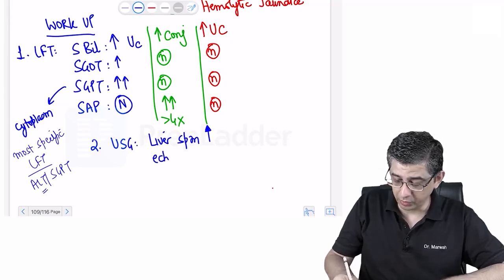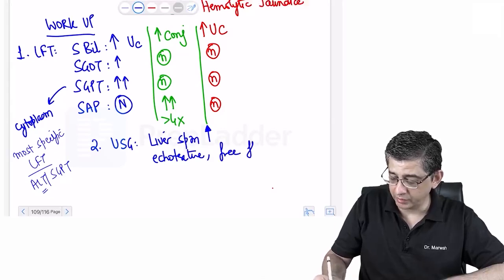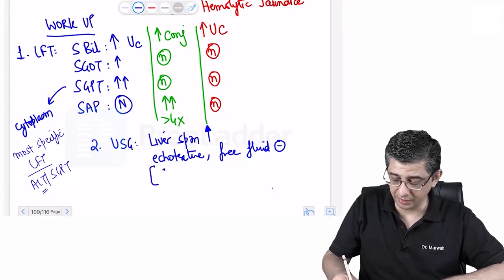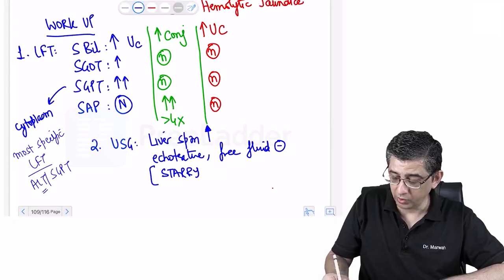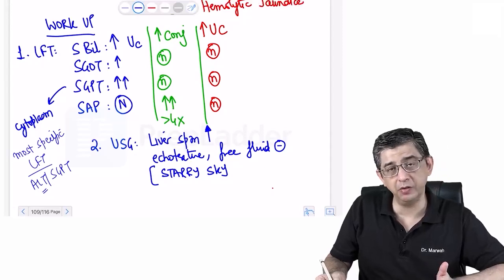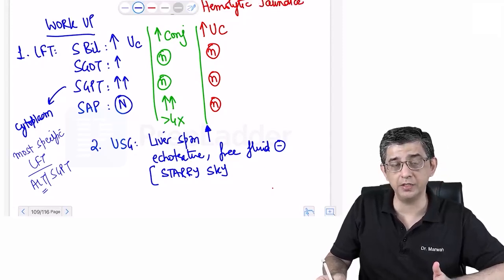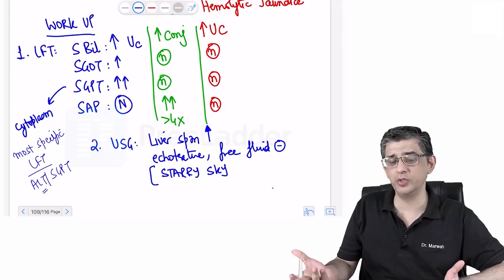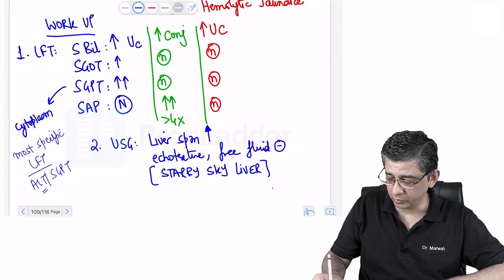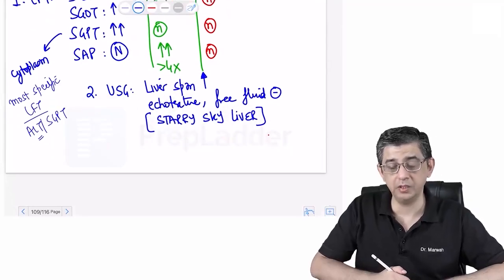I will also check for the echo texture and presence of free fluid in the abdomen. And at this juncture, it also gives me the opportunity to mention again a radiological finding that you read, that is starry sky liver. You are aware of the starry sky appearance on a CT head for neurocysticercosis, starry sky kidney in post-streptococcal glomerulonephritis, and starry sky appearance in a lymph node biopsy for Burkitt's lymphoma. I said that verbally because you read that in pathology, but a starry sky liver, you always have to think in terms of acute viral hepatitis in a patient.